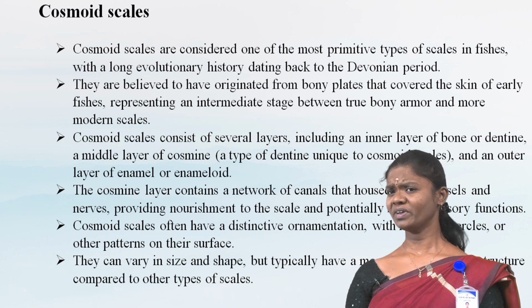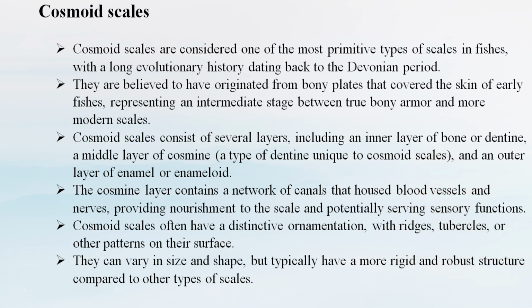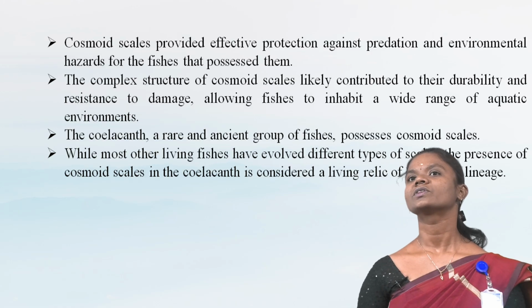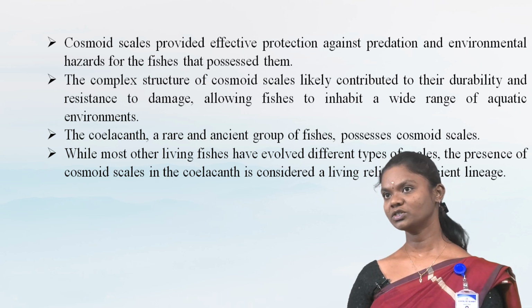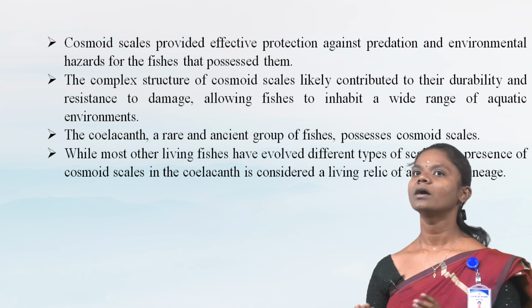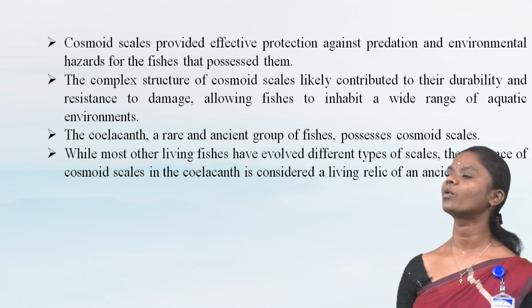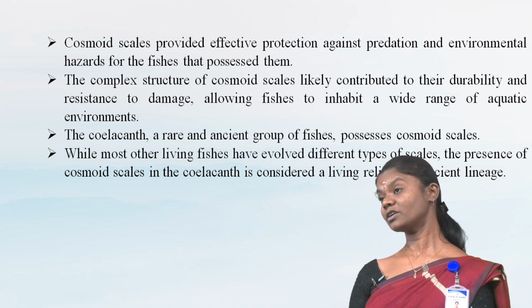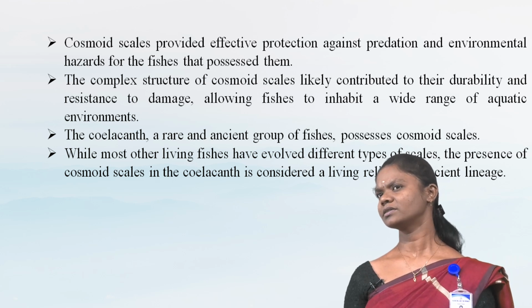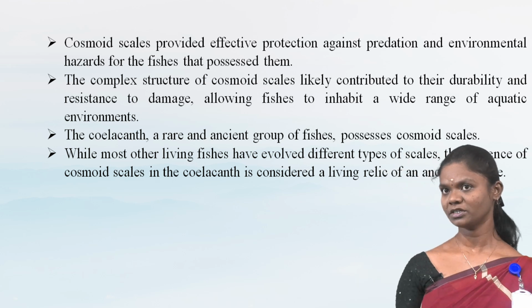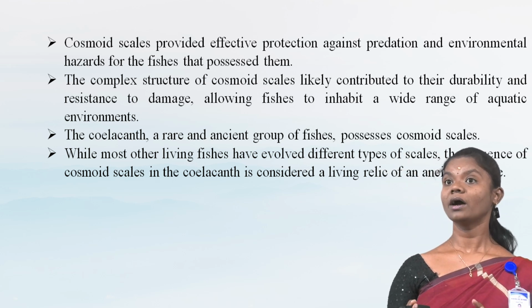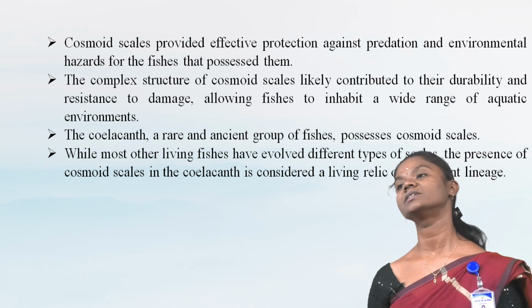So, cosmoid scales often have a distinct ornamentation, with tubercles and other patches on their surface. They can vary in size and shape, but typically have a richer and more robust structure compared to the other types of scales. And cosmoid scales provide effective protection against predation and environmental hazards for the fishes that possess them. The complex structure of cosmoid scales likely contributed to their durability and resistance to damage, allowing fishes to inhabit wide ranges of aquatic environments.